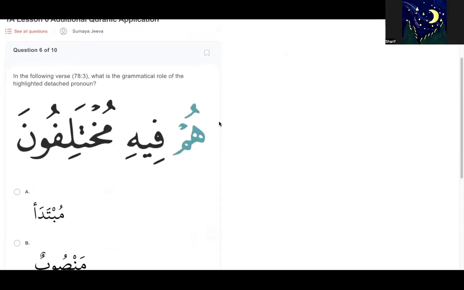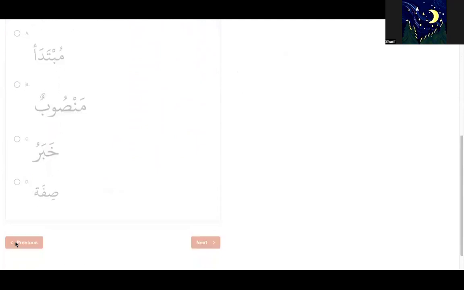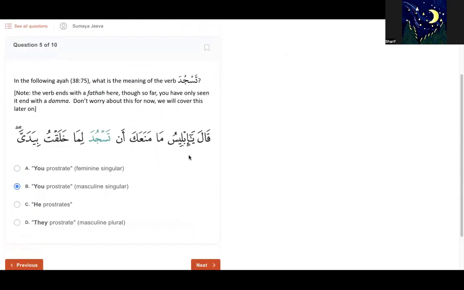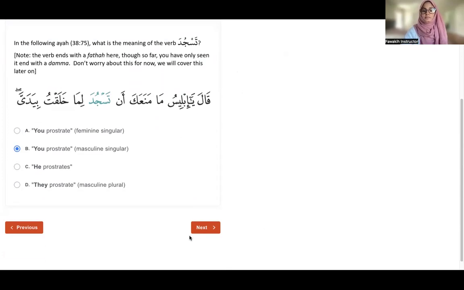Sorry, one quick question. On that previous one, does that translate to "O Iblis"? Yes, it's munada. Like, Muhammadu, like that.